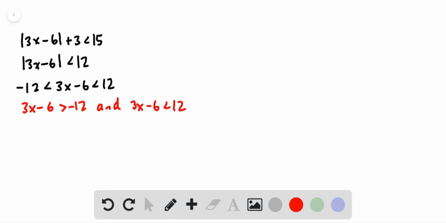We can solve for x. So we have 3x is greater than negative 12 plus 6, which is negative 6. So x is greater than negative 2.